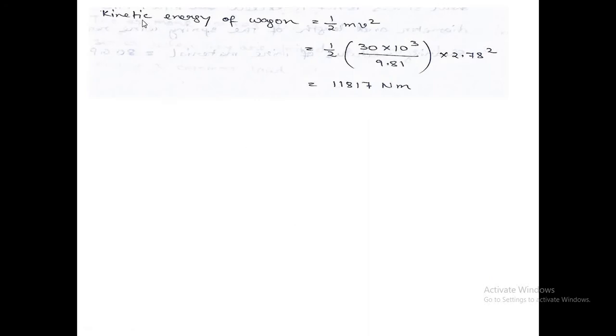Next we have to find the kinetic energy of wagon, which, as we all know, is half m v square. So half m is 30 into 10 to the power 3 divided by 9.81, into 2.78 whole square, which is equal to 11.817 newton meter. Next we need to find energy absorbed by each spring, which is 11.817 divided by 4, as 4 springs are required to stop the carriage, equal to 2954 newton meter.